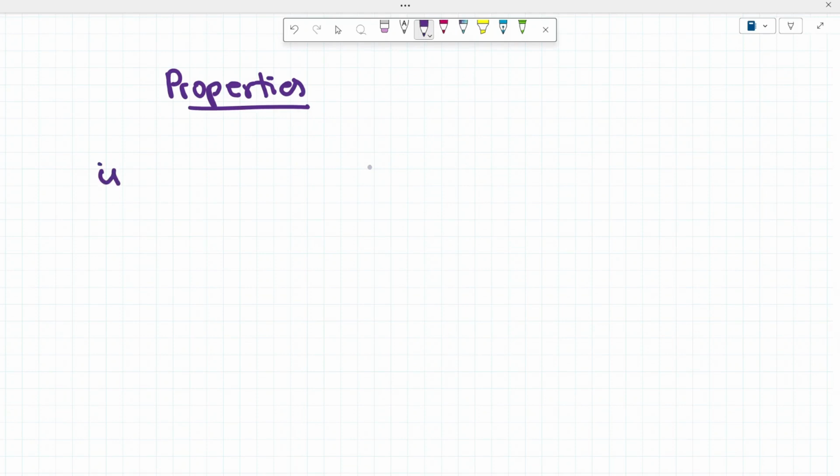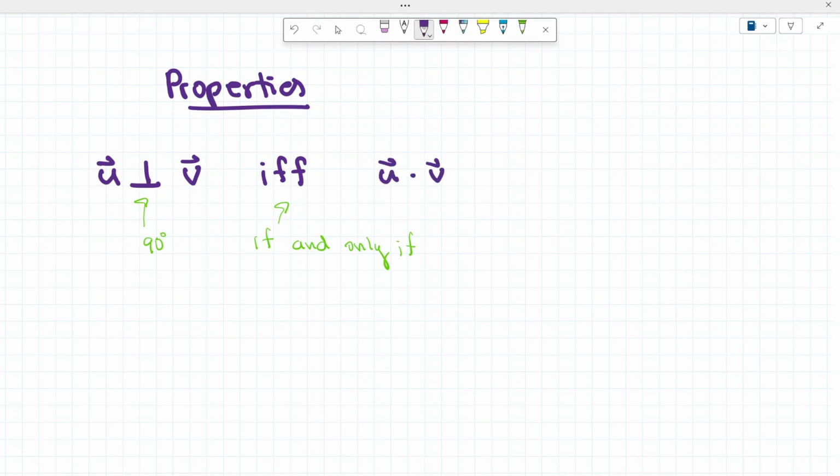If we have our vectors u and v, and u and v are perpendicular, and I'm using this sign here for perpendicular, that means they're 90 degrees from each other. So u and v are perpendicular if and only if, again, this double IFF means if and only if, u dot v equals 0 for any non-zero vectors.